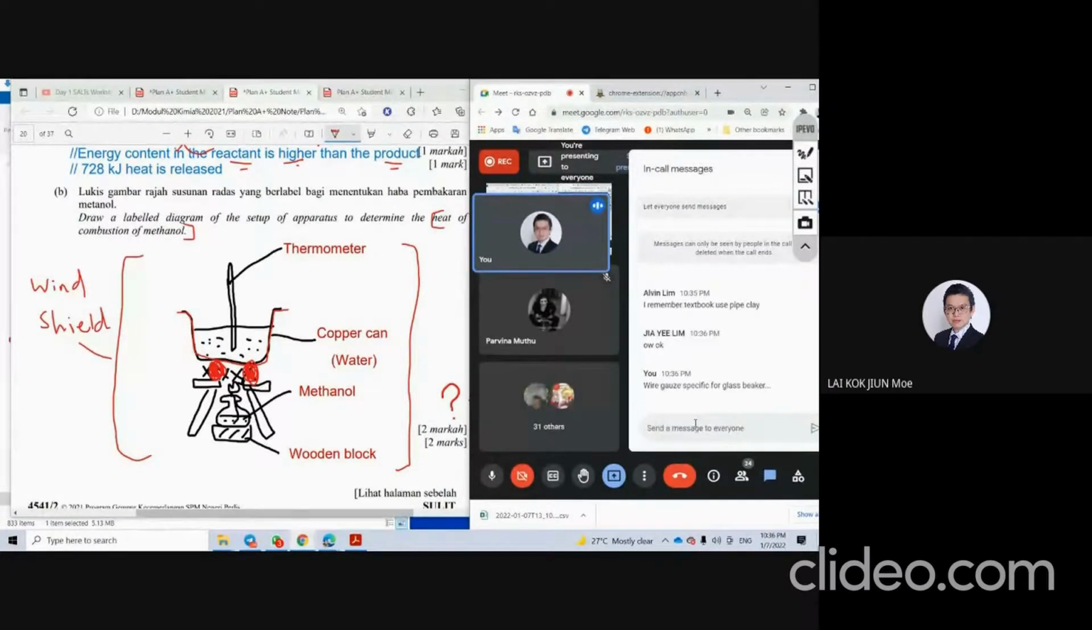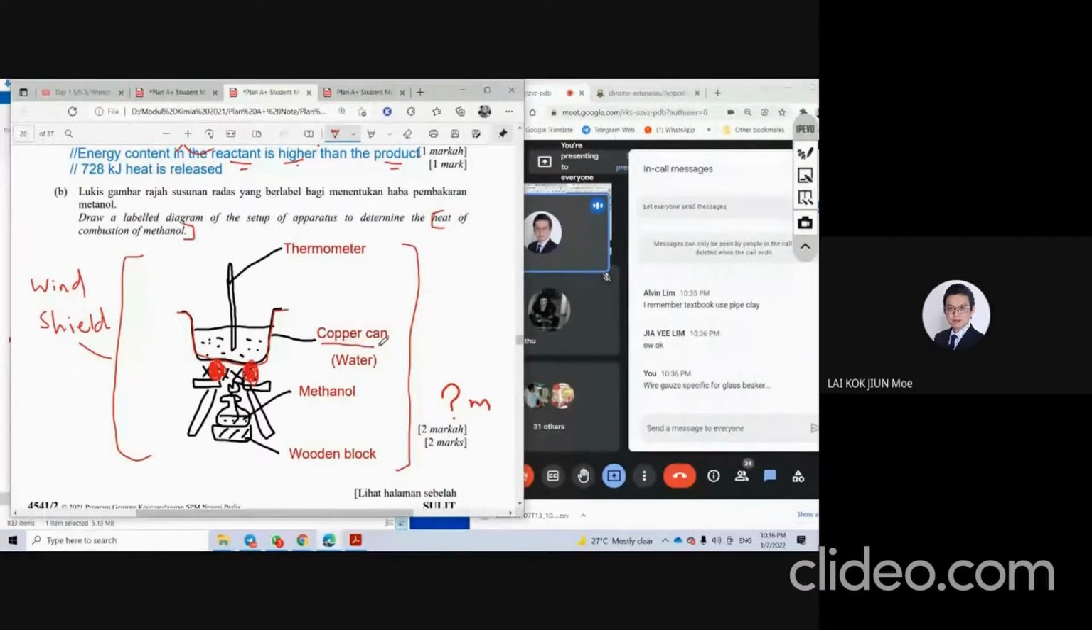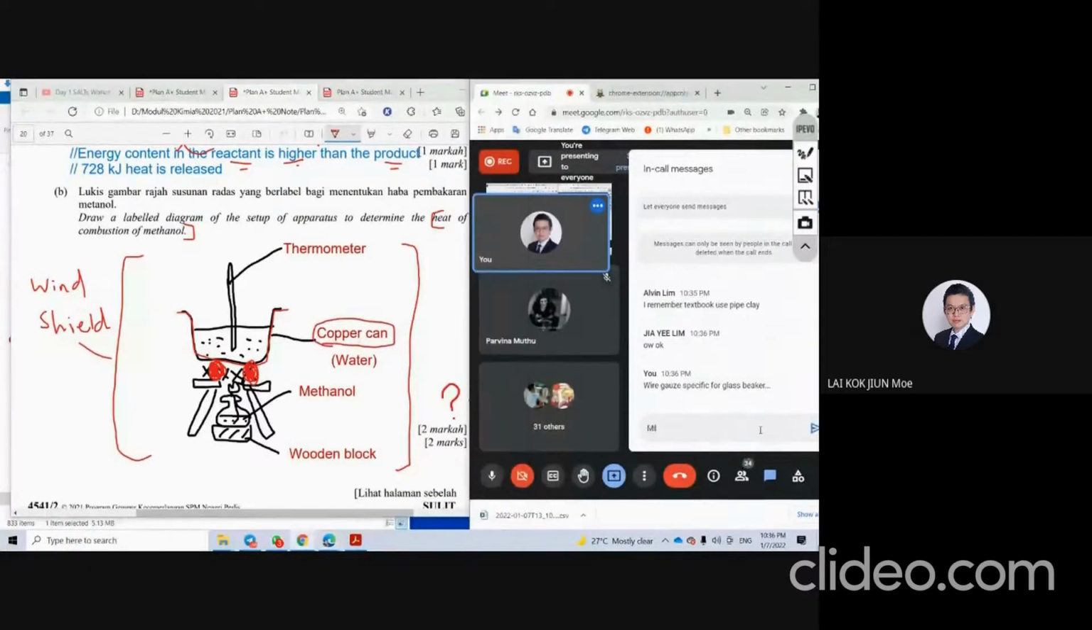So remember, wire gauze is used for a glass beaker. Now we are not using a glass beaker, we are using a copper can, right? So it's a different experiment. And also we are trying to minimize the heat loss to the surrounding.